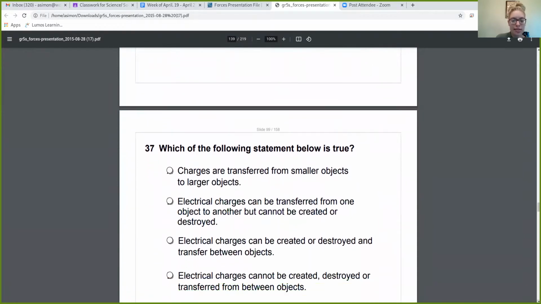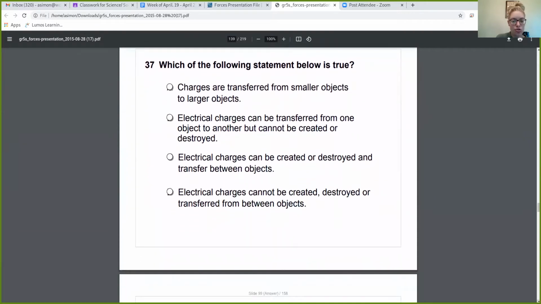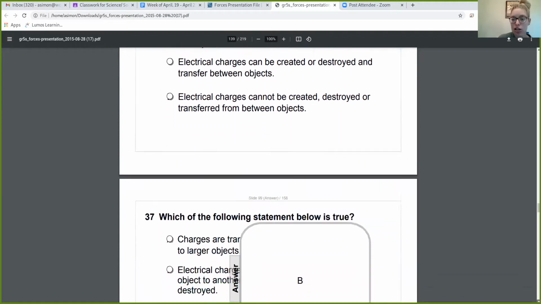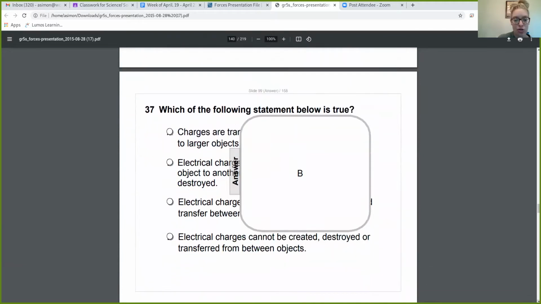Which of the following statements below is true? A: Charges are transferred from smaller objects to larger objects. B: Electrical charges can be transferred from one object to another, but cannot be created or destroyed. C: Electrical charges can be created or destroyed. D: Electrical charges cannot be created or destroyed, and they cannot be transferred. Which of those is true? If you said B, you are correct. They can be transferred, they just cannot be created or destroyed.